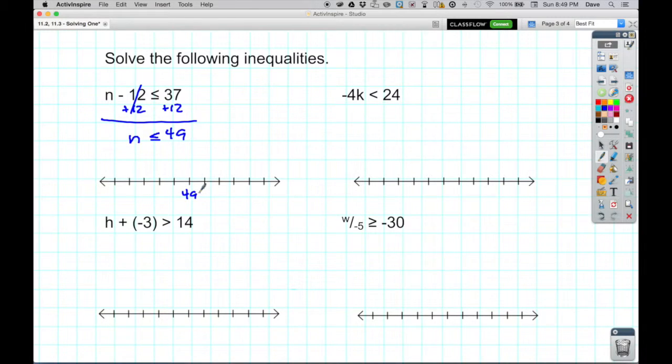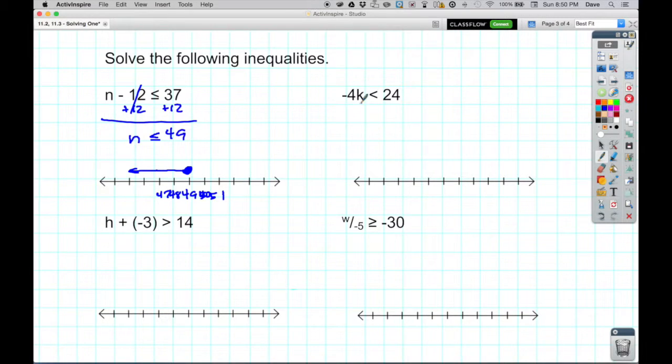And so all I have to do here is graph this, and I'm done. Sorry for the sloppiness of my numbers. This tablet's a little hard to use. So less than or equal to 49. Here's equal to 49, a closed dot, and everything less than that.